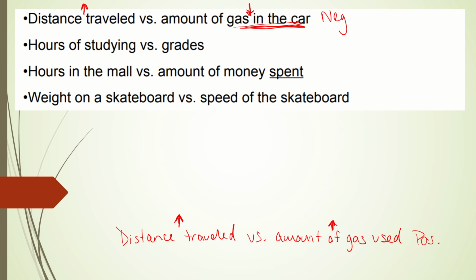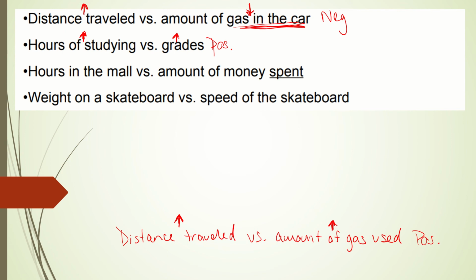Look at the second one, hours of studying versus grades. So the longer you spend studying, what should be happening to your grades? Right, they should be going up. So both of them are increasing. That would be a positive correlation.